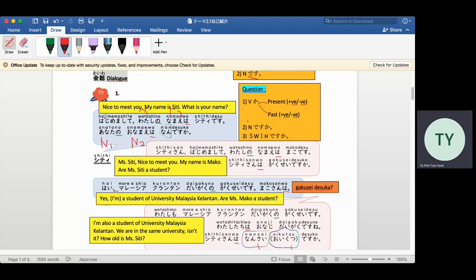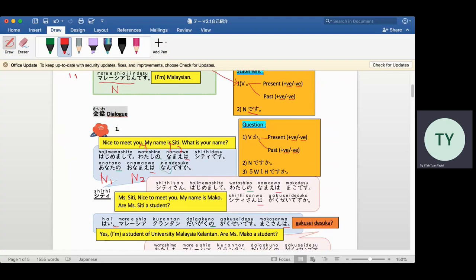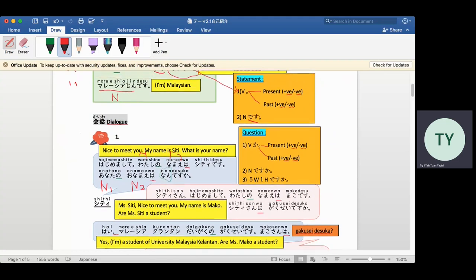Second, look at the noun. For a noun statement, we end with desu, noun desu, full stop. However, for a question, we add ka at the back: noun desu ka. Example: gakusei desu ka. Gakusei is a noun. Gakusei desu ka? Student? It's a question.